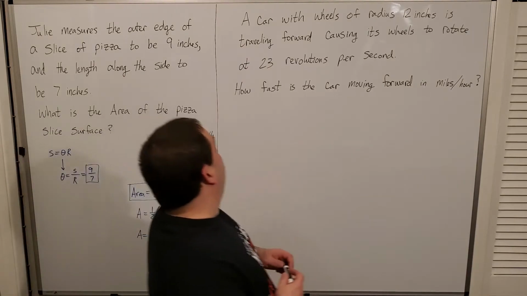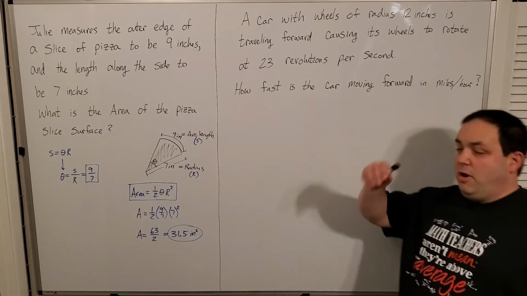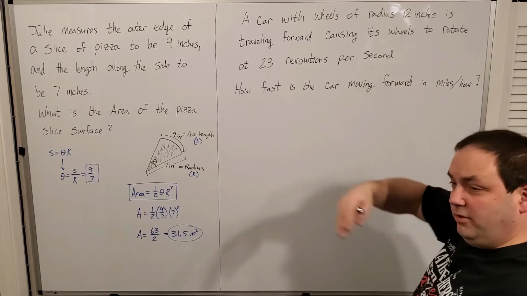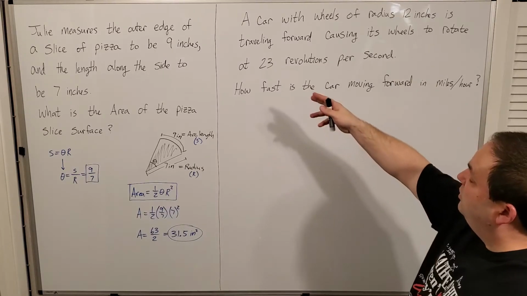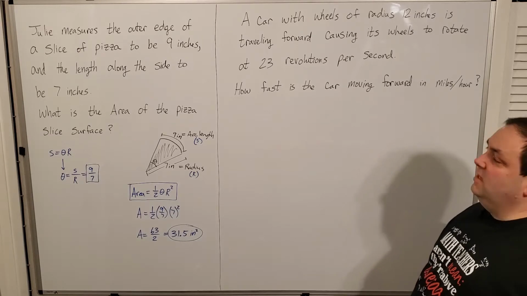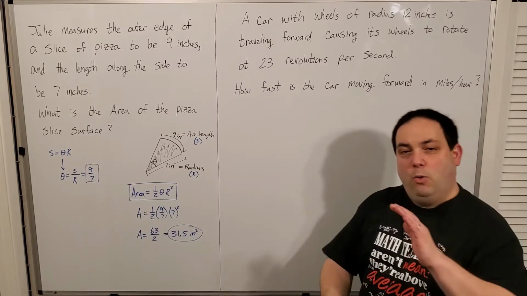Next application here, a car with wheels of radius 12 inches is traveling forward, and of course, traveling, the wheels have to turn, right? Causing the wheels to turn at 23 revolutions per second. We would like to know how fast the car is moving forward in miles per hour.